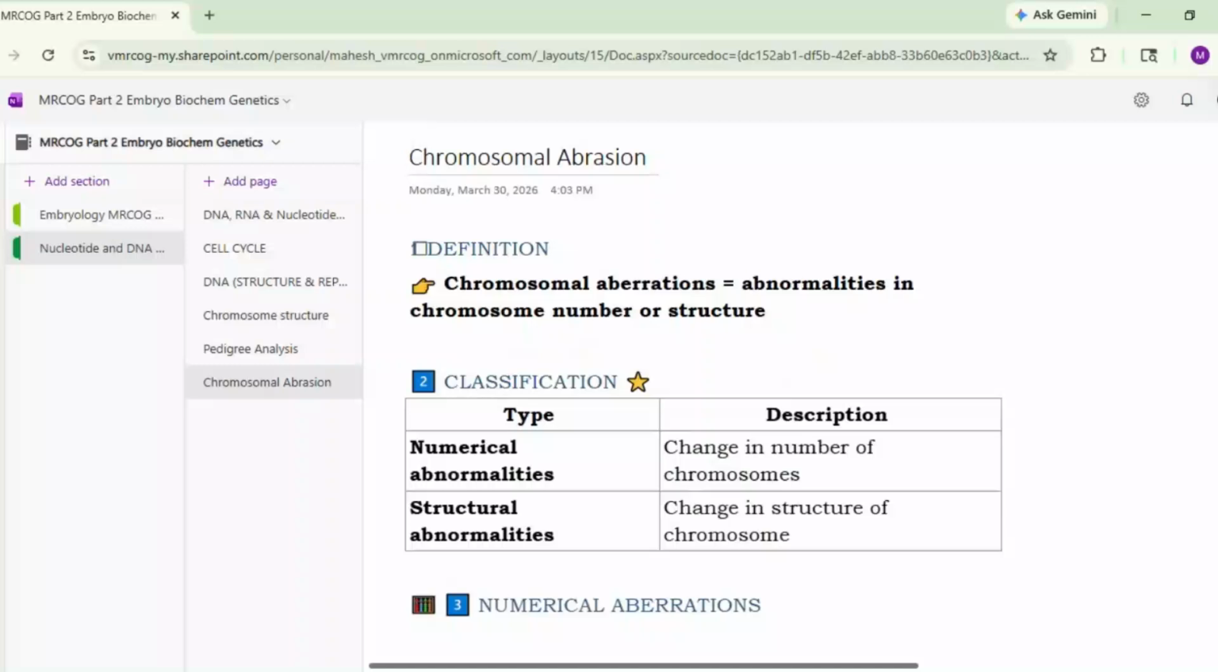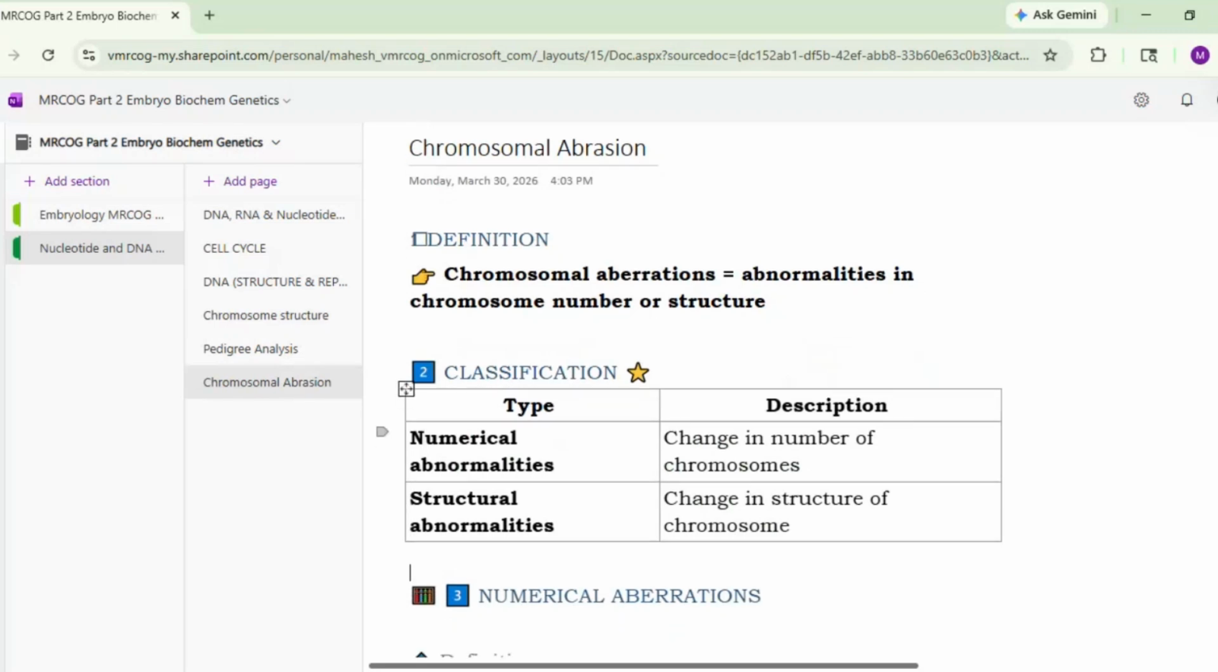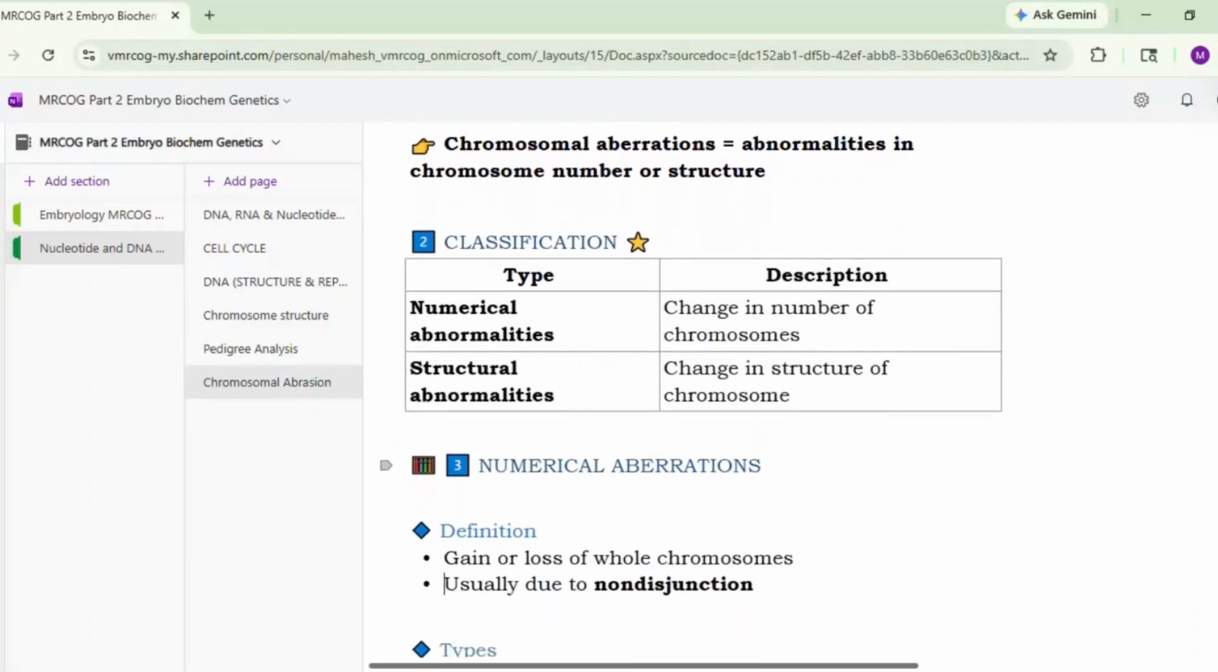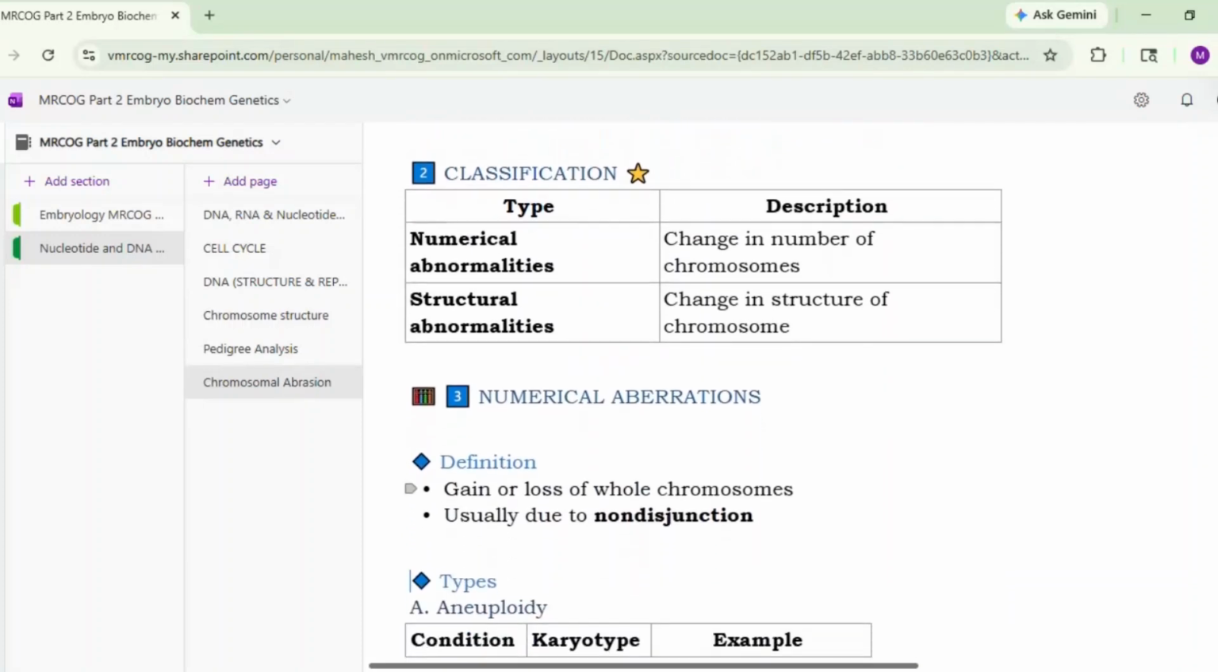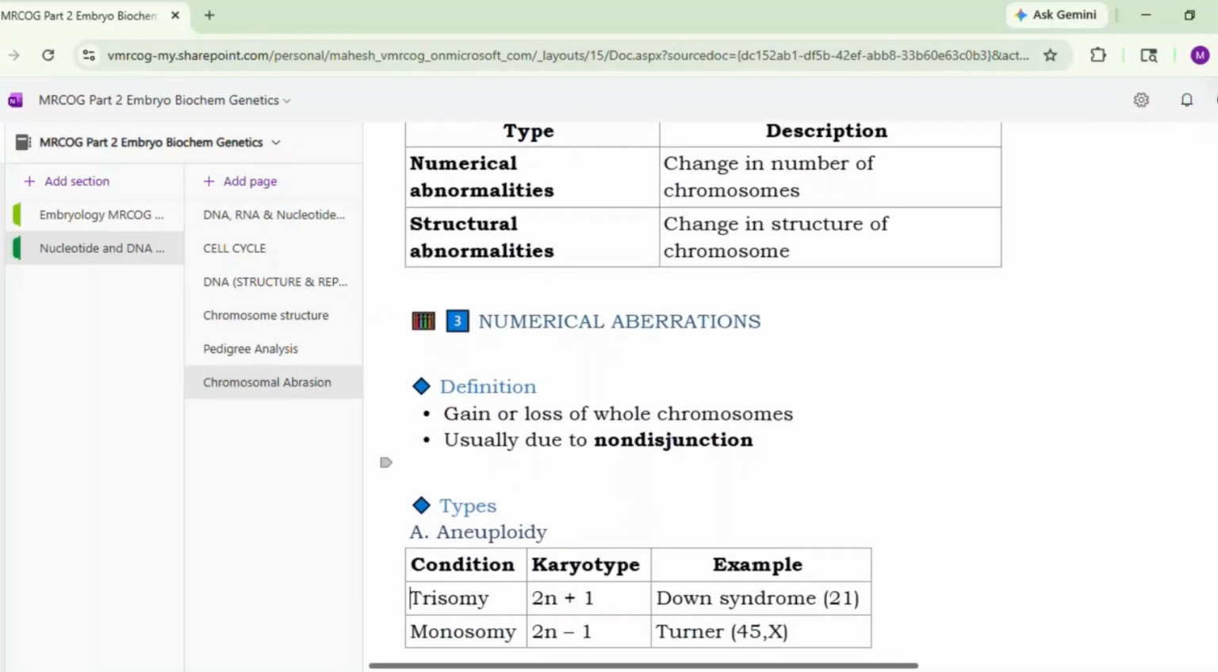Welcome all. So the next topic of discussion is chromosome aberration. Chromosomal aberrations are the abnormalities in the chromosome number or the structure. We have seen the structure of the chromosome in the last session. This chromosome can have abnormalities either in the structure or in the number of the chromosomes. So they are classified as numerical abnormalities or structural abnormalities depending upon where the problem is. Numerical abnormalities are a change in the number of chromosomes. Structural abnormalities are a change in the structure of the chromosome.